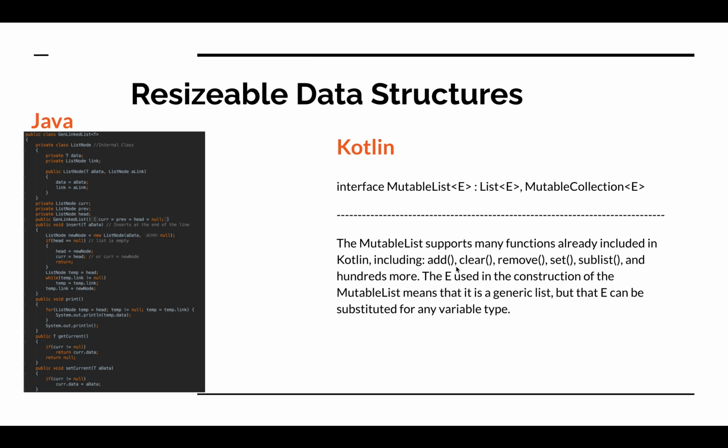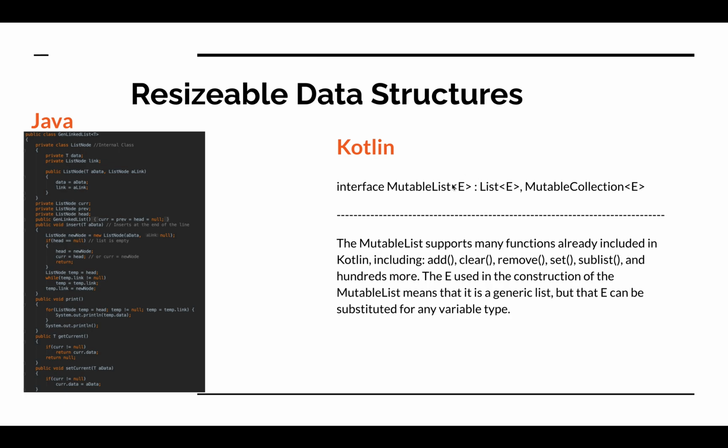You can add an element to the list. You can clear the list entirely. You can remove an element from the list. You can set the index of the list to something else. A really interesting feature is sublist, where you can take the initial list and create a new list based off of the indices that you define in this sublist method. There are hundreds of methods that can be used to work with these mutable lists.